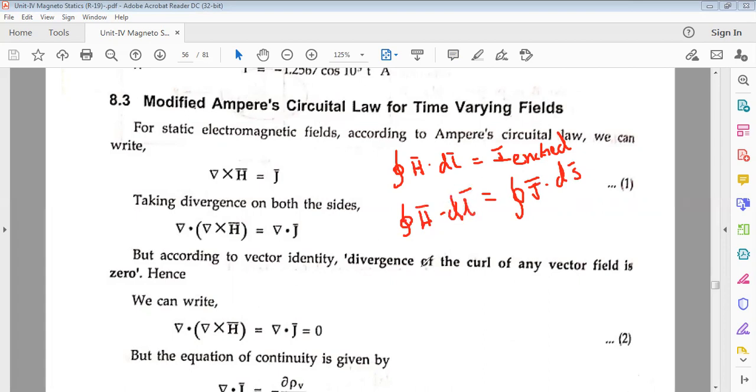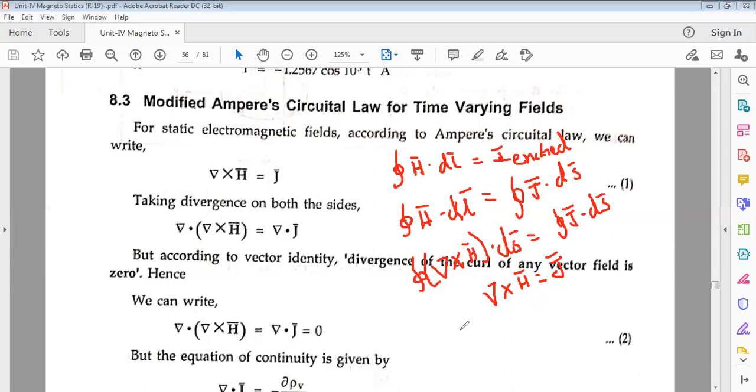So convert the line integral to the surface integral. It becomes the curl function, the integral of del cross H bar dot ds bar is equal to the integral of J bar dot ds bar. So on both sides, we have the surface integral with dot. Remove that surface integral and write del cross H bar is equal to J bar. Okay. For a static electromagnetic field, according to the Ampere's circuital law, we can write del cross H bar is equal to J bar.